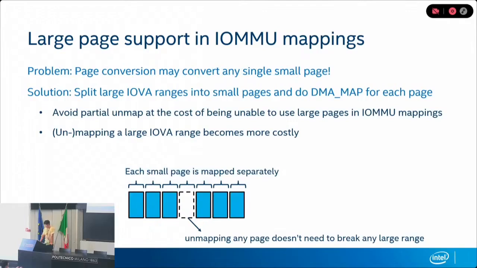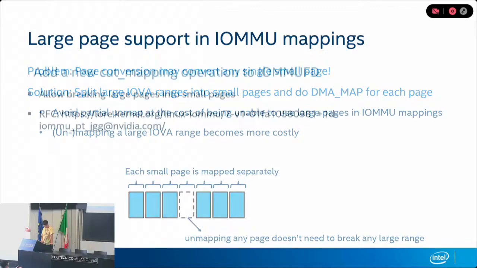But this is needed for page conversion because the current host and guest contract is that page conversion may convert any single small page. So our current solution is we split the large IOVA range into small pages and do DMA map for each page. So let's avoid partial unmap at the cost of being unable to use large pages in IOMMUFD mappings. So this also makes mapping or unmapping a large IOVA range more costly.